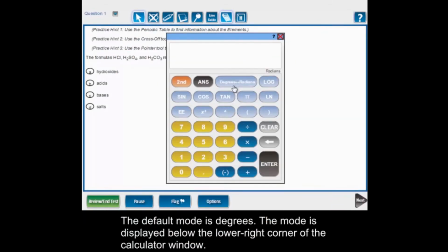Alt mode is degrees. The mode is displayed below the lower right corner of the calculator window.